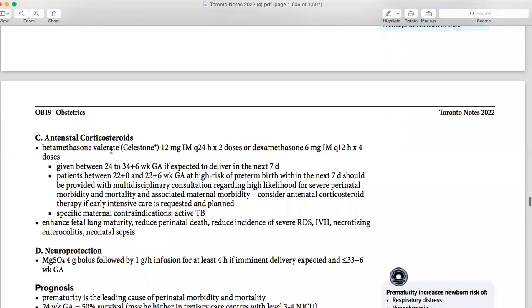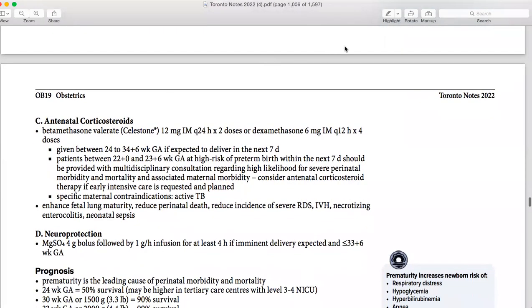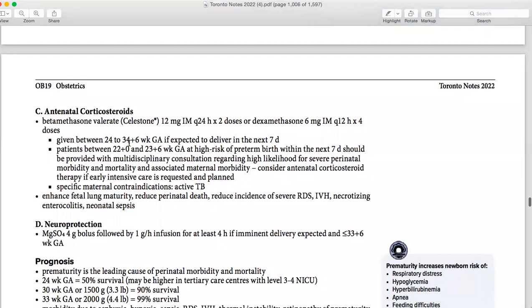Antenatal corticosteroids is betamethasone. And when should betamethasone be given? Betamethasone should be given at 24 to 34 plus 6, which means less than 35 weeks. So you have to give it before 35 weeks. It is very important that you know it should be given before 35 weeks. And when you have already given the corticosteroid, the baby should be delivered within 7 days.